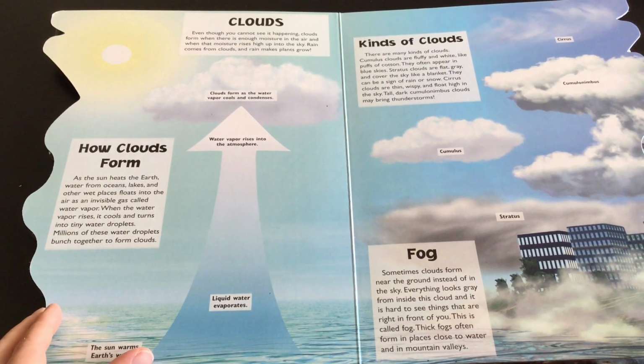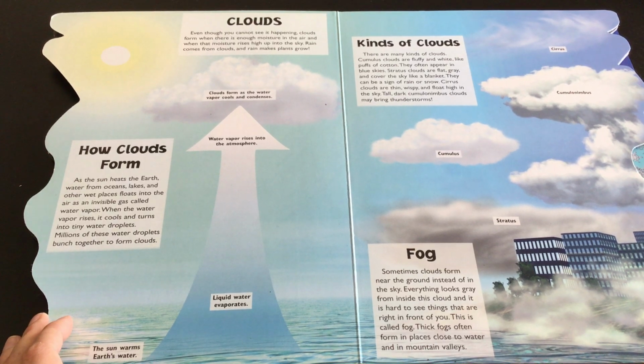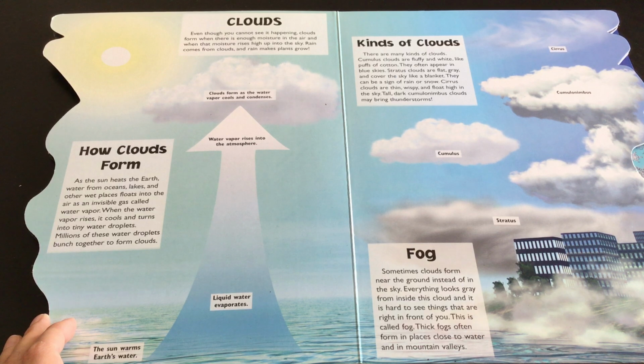Clouds. Even though you cannot see it happening, clouds form where there is enough moisture in the air and when that moisture rises high up into the sky. Rain comes from clouds, and rain makes plants grow.